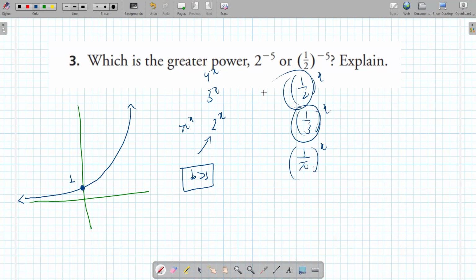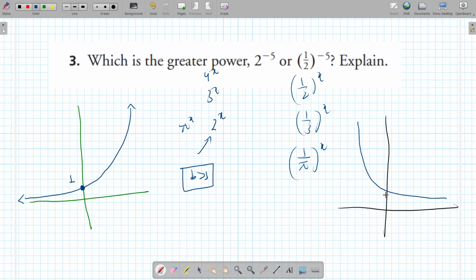Now inside the base, they're all less than 1. The parent function looks like this. Again, it goes through 1, but instead of growing, it decays. This is an example of an exponential decay, when the base is less than 1. This is an example of an exponential growth. Exponential because our unknown is in the exponent, and growth because it's going up. Whereas this one is a decay because as the x values go up, the y values go down.